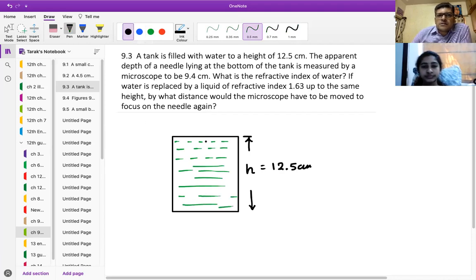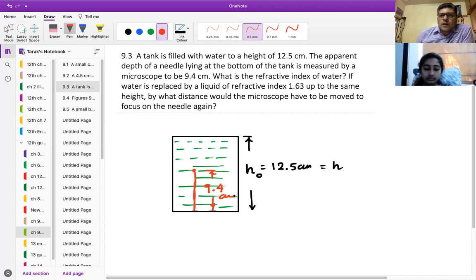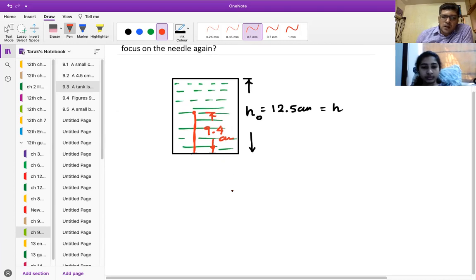The next step they have suggested is that the apparent depth of the needle lying at the bottom of the tank, measured from the top, is 9.4. So can I say that the height of the object, h, is 12.5, and the image which I receive of the needle from the bottom is 9.4? So what is the refractive index? We have to find out the refractive index.